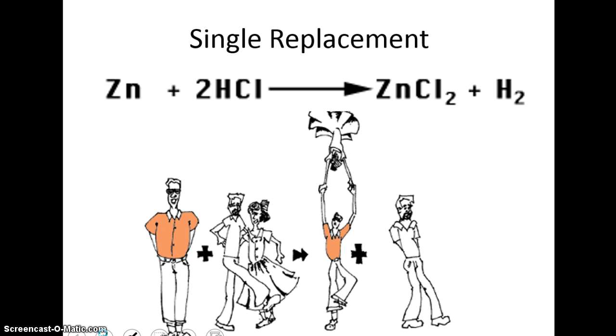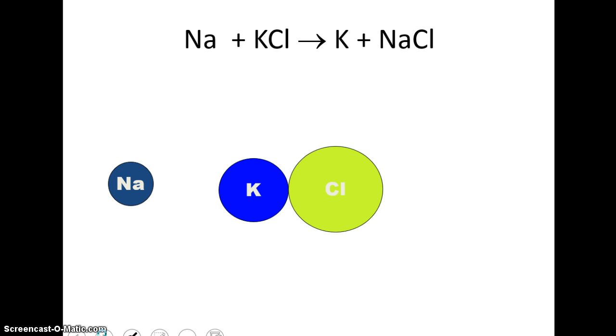Or a different example, we've got zinc, which is a metal. It actually replaces the hydrogen. Even though hydrogen is a nonmetal, hydrogen is positively charged, and so it replaces the other positive one. Or in this example, we've got a cool guy plus a couple, and then the cool guy switches out with the other guy, and then the guy in the white shirt becomes by himself.